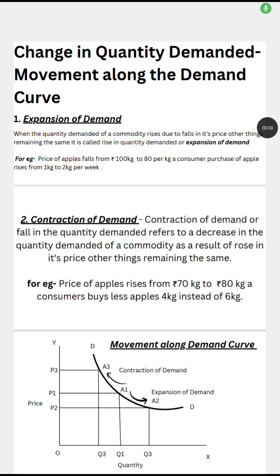Hello everyone, in this video we'll be understanding change in quantity demanded with the help of two different terms, that is movement along the demand curve and shift in demand curve. Movement along the demand curve has two types: expansion in demand and contraction in demand. What is expansion in demand?